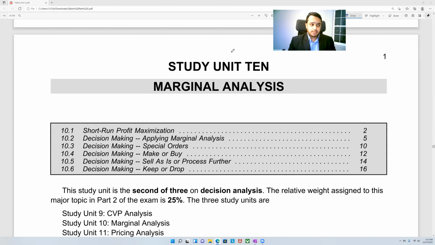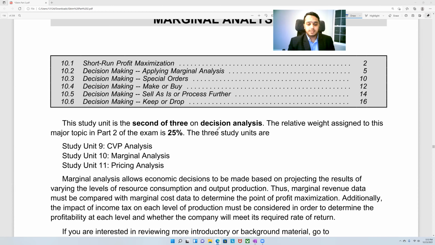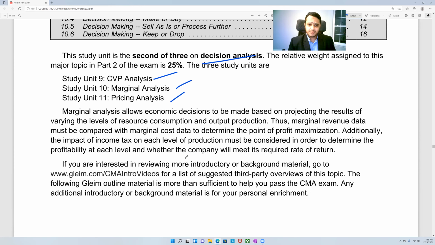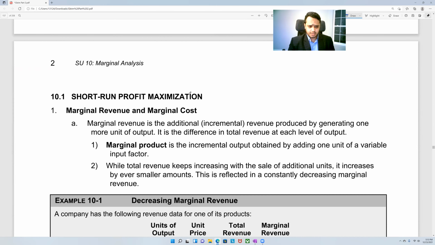Okay, so now it is the marginal analysis. It is part of the decision analysis. What all are there: CVP analysis, marginal analysis, and pricing analysis. I hope that you guys are continuing with me, but I just took a break and I came back. So the first topic in here is short-run profit maximization. In short-run profit maximization, we need to take marginal revenue and marginal cost. Now, to get the marginal revenue and marginal cost, we need to go through a particular calculation.